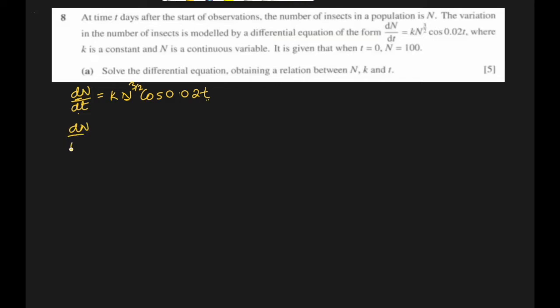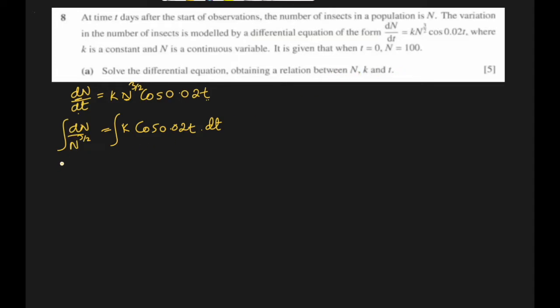dn over n to the power 3 over 2 equal to, k is a constant, so it doesn't matter where you keep it, cos 0.02t dt. Everything is like we wanted. dn is a numerator, dt is a numerator, dn is with n, dt is with t. Alright. Now we have to integrate both sides to get the equation relationship between n, k and t.